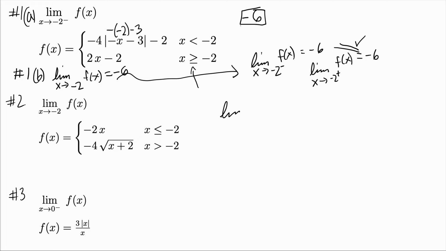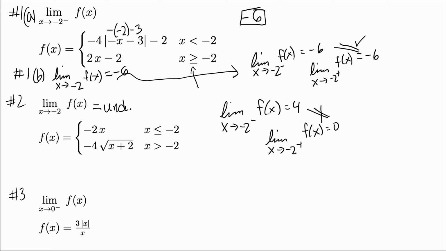So the limit on the left is +4. If you plug in -2 on the right, you're going to get 0. Notice that. Limit as x approaches -2 on the right of f of x, we get 0. Notice that these guys are not equal. That means that this limit is undefined. It does not exist.